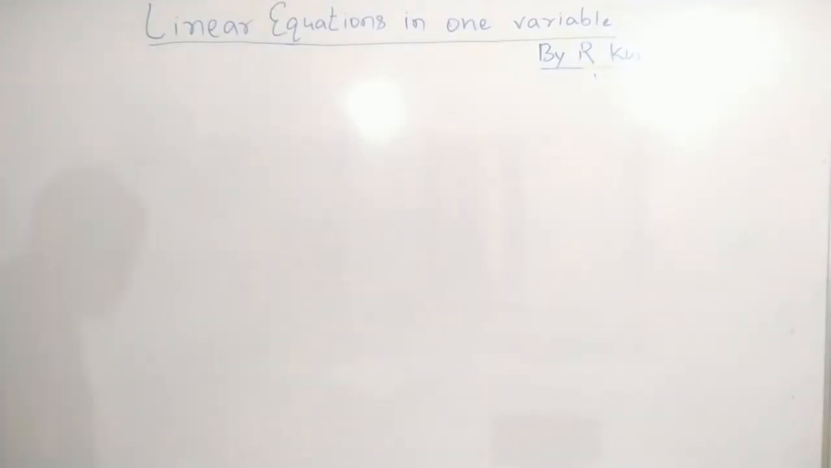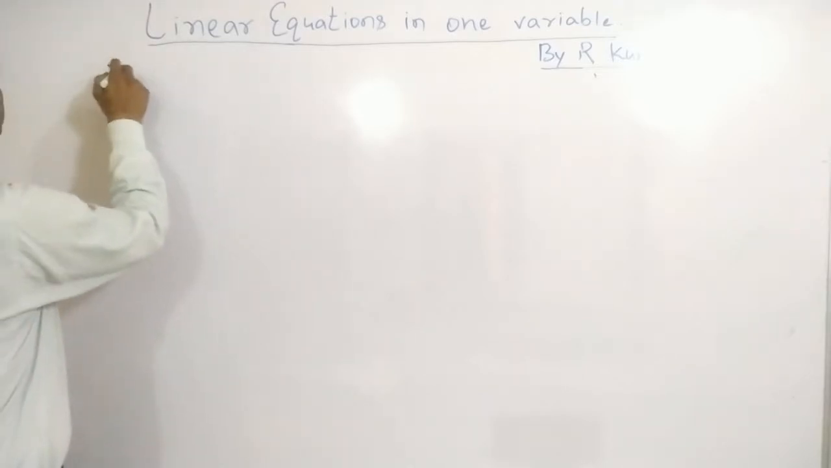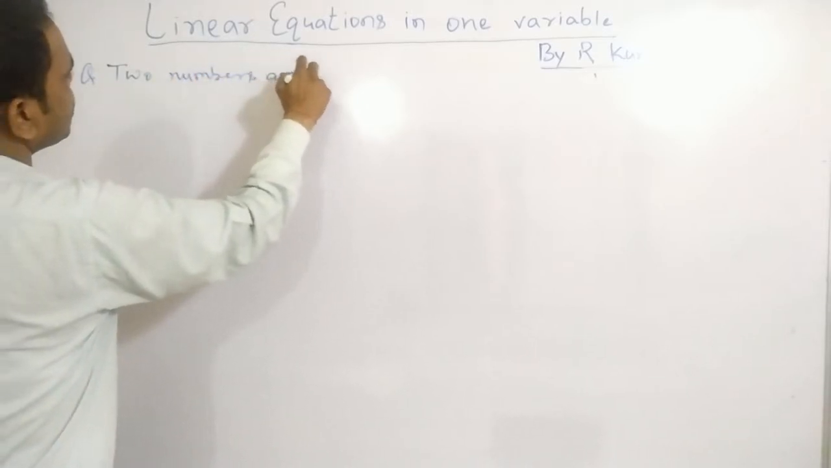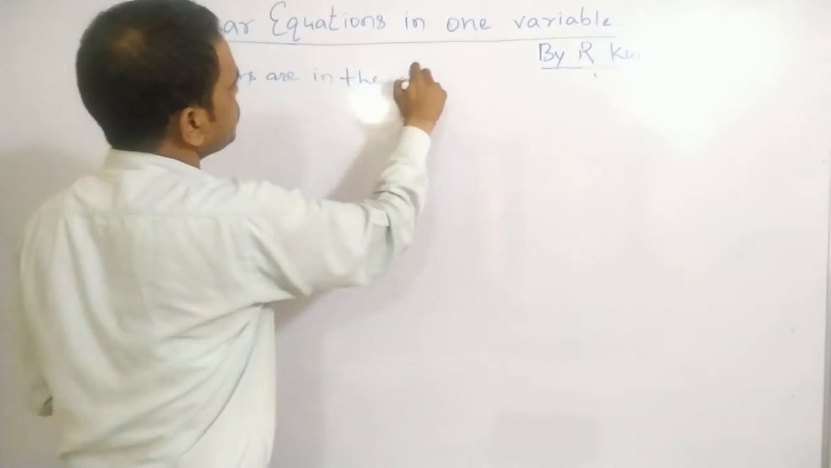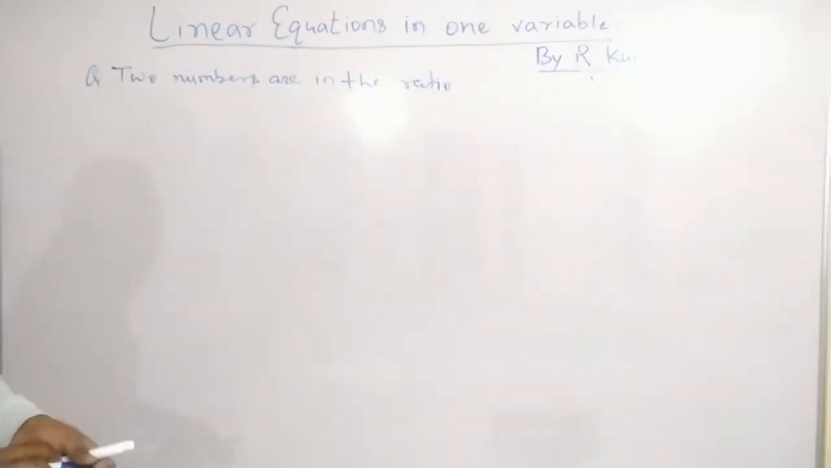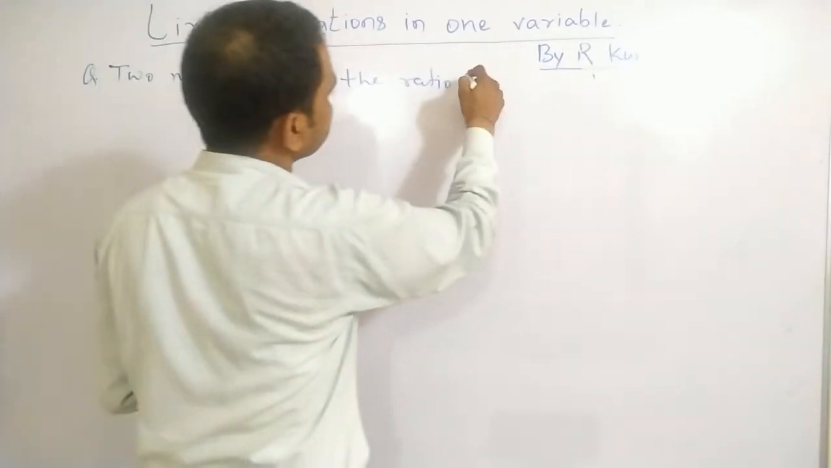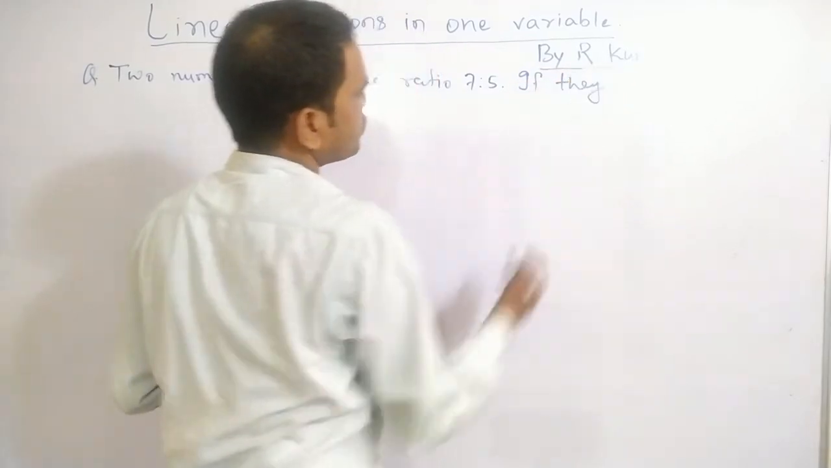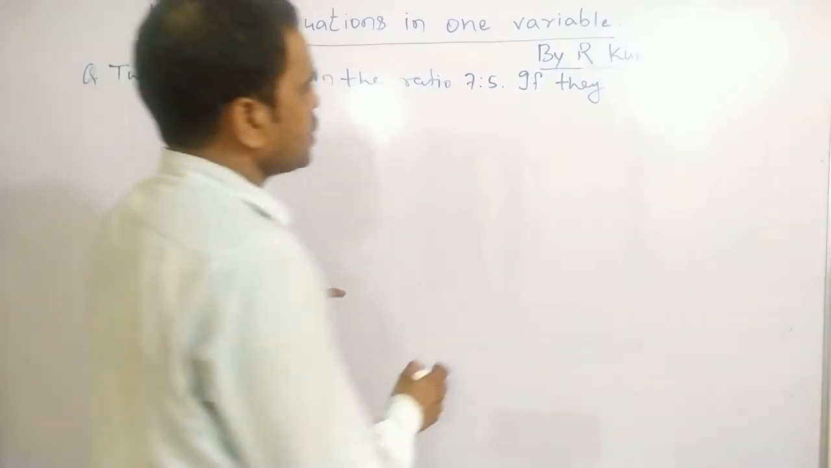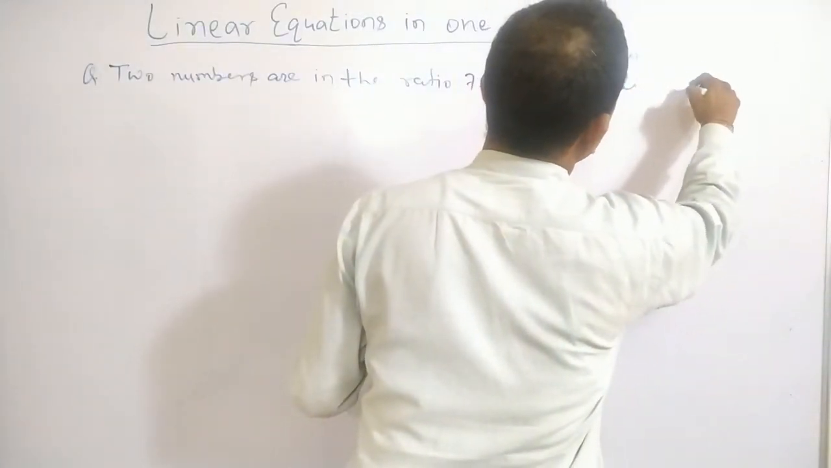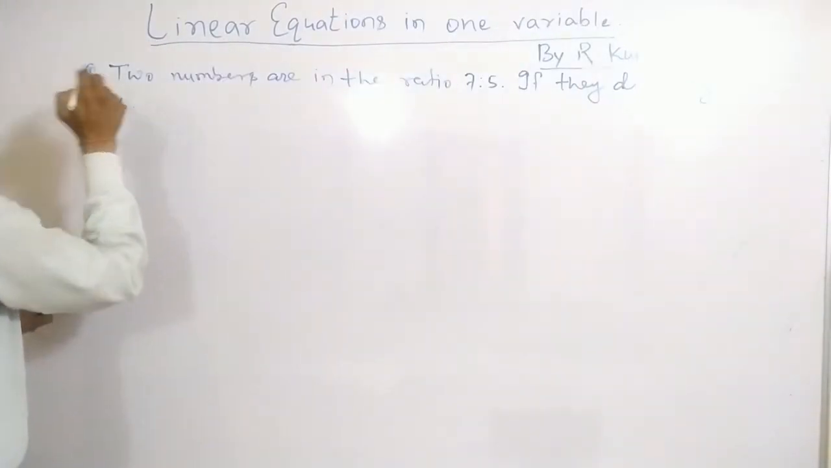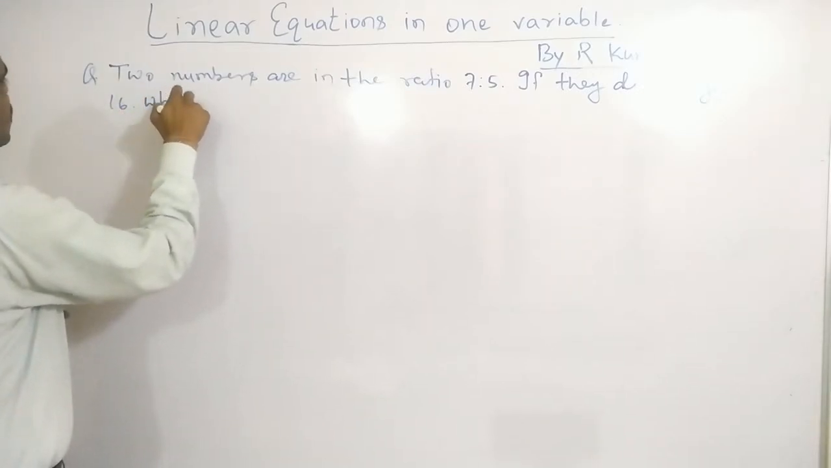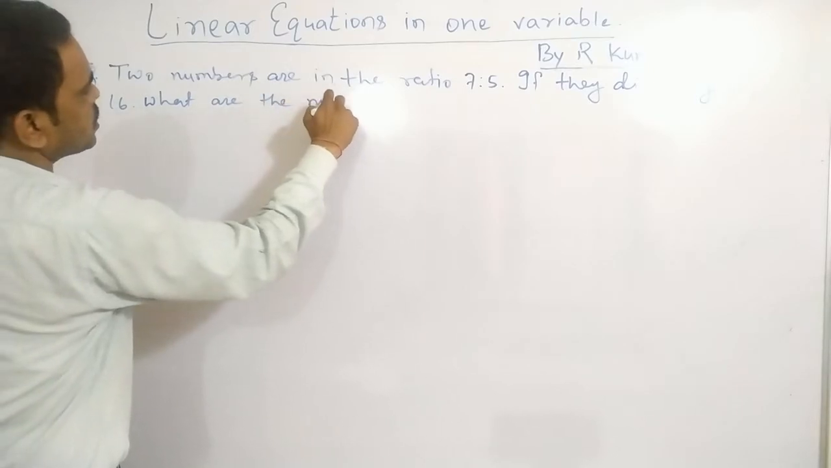Two numbers are in the ratio 7:5. If they differ by 16, we have to find what the numbers are.